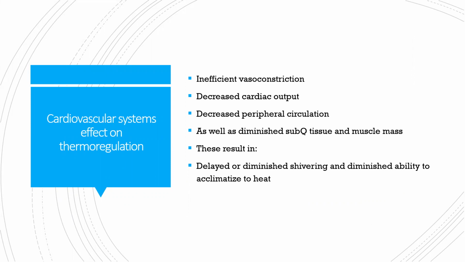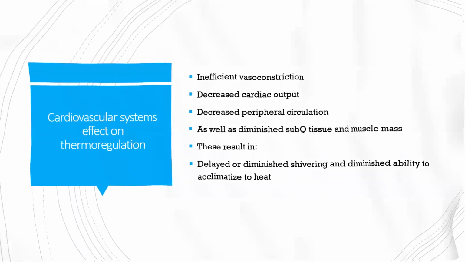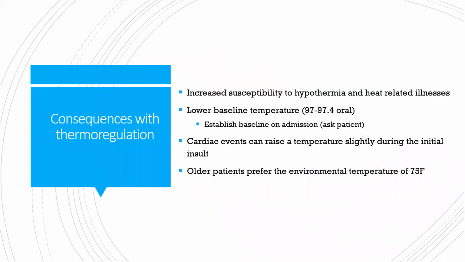So the cardiovascular system effect on thermoregulation: an inefficient vasoconstriction, we have a decrease in cardiac output, decreased peripheral circulation, as well as diminished subcutaneous tissue and muscle mass. And these are going to result in a delayed or diminished shivering and a reduced ability to acclimate to heat. So the consequences of thermoregulation, there's an increased susceptibility to hypothermia and heat-related illness.